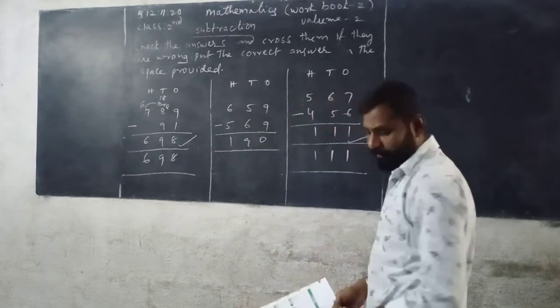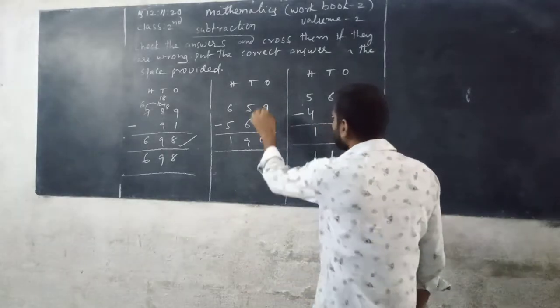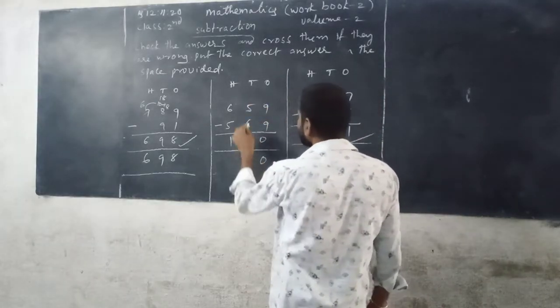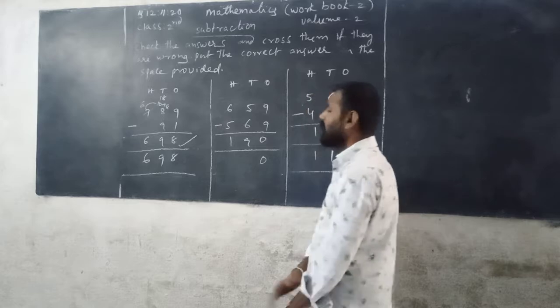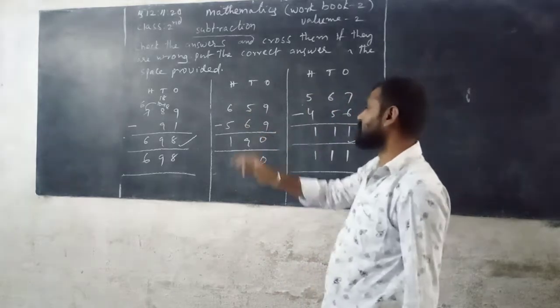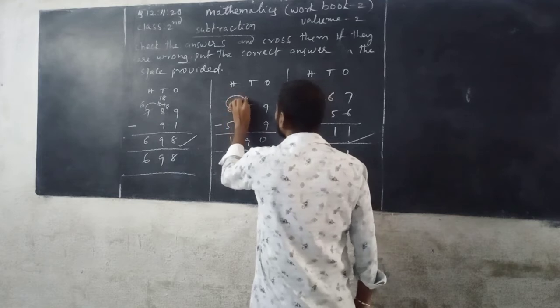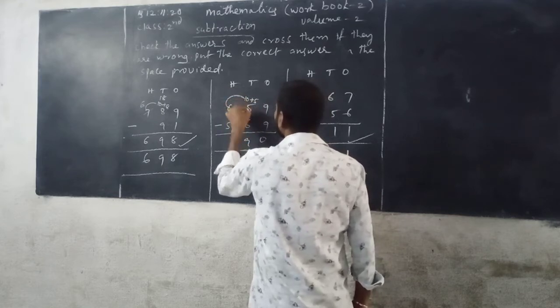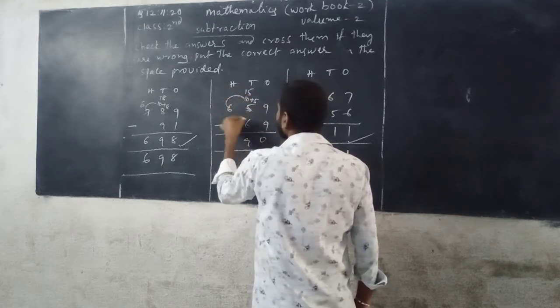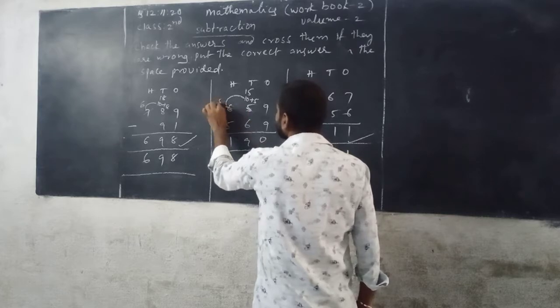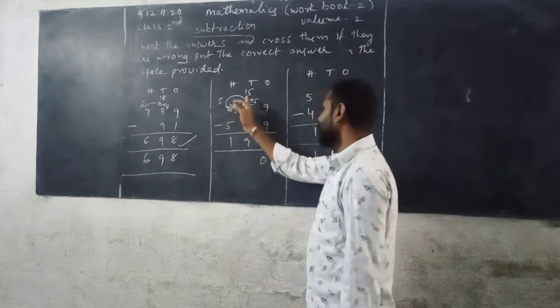See here, first subtract the digits in ones place. 9 minus 9, you can get 0. Next 5 minus 6, possible? Not possible because 5 is less than 6. Now take borrowing from 6, it can give 10. 10 is added to 5, you can get 15. Now 6, it can lose 1, 6 becomes 5. Here 15 minus 6.